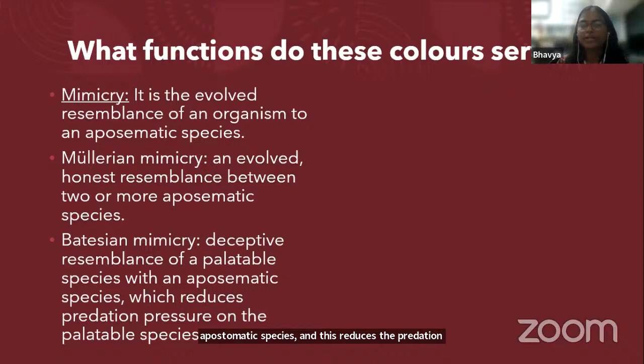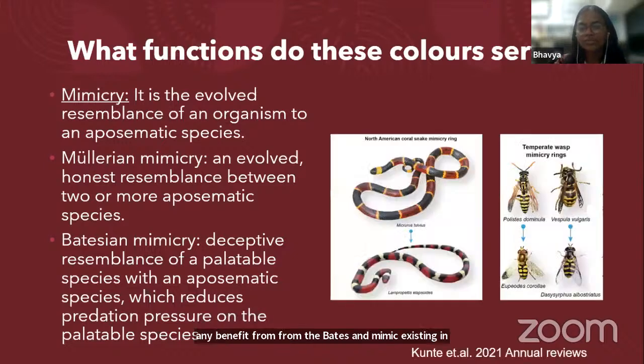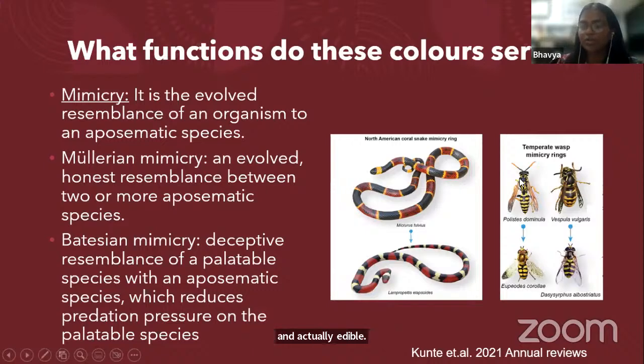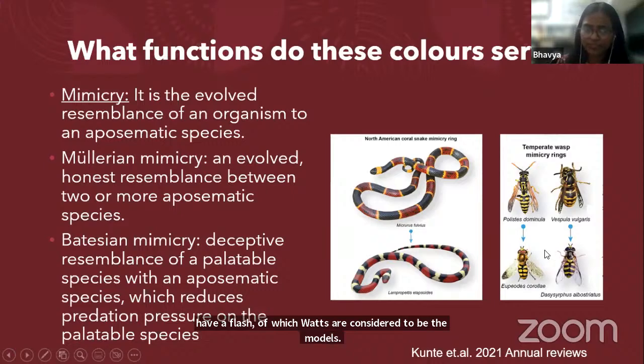And this is a slightly negative interaction because the model or the organism that is aposematic is not really getting any benefit from the Batesian mimic existing in the environment. And this is exemplified by these examples here of the coral snake mimicry ring, where we have a coral snake that is toxic and this scarlet king snake, which is not toxic and actually edible. Similarly, here we see wasps and hoverflies, of which wasps are considered to be the models here, and hoverflies are the non-toxic Batesian mimics.